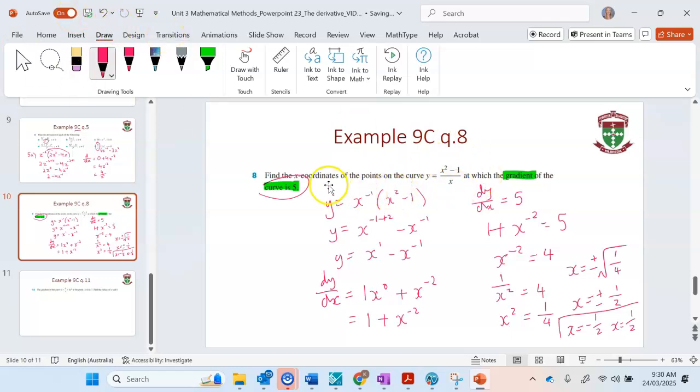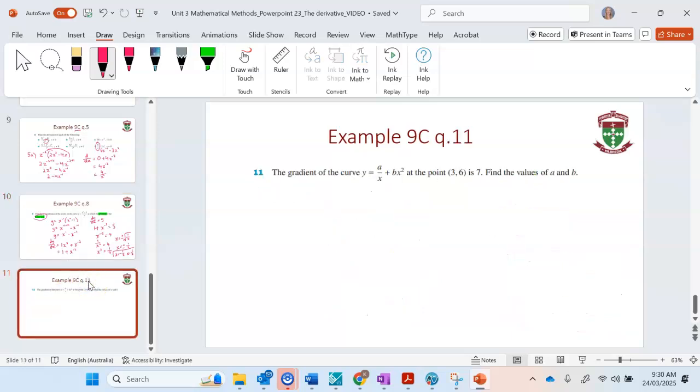It does say the x coordinate, so that gives a hint that we needed to find more than 1, and that's because when we take the square root, we get both the positive and the negative. All right. Last question we'll do in this video. So the gradient of the curve, blah, blah, blah, at the point, blah, blah, blah, find the values of A and B.